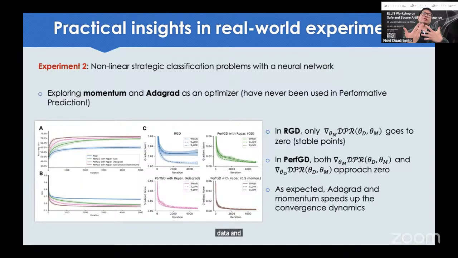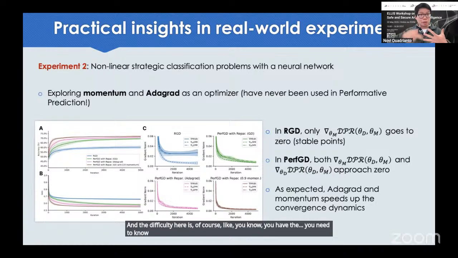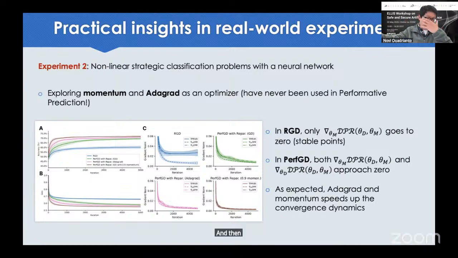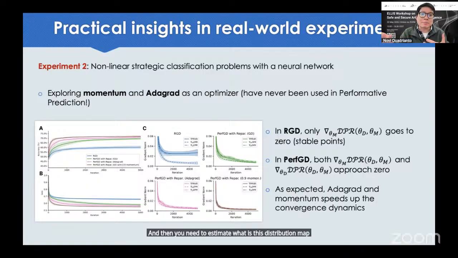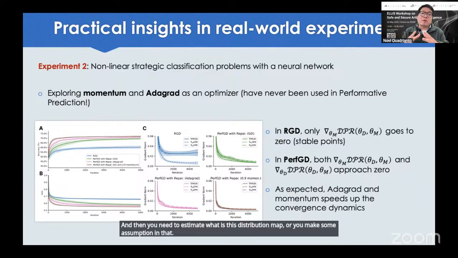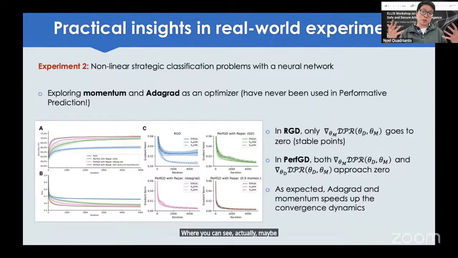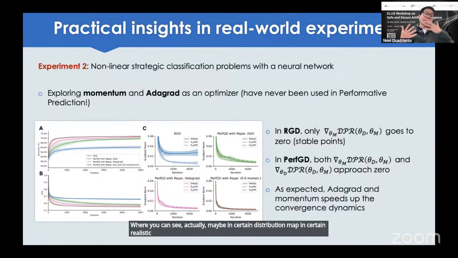The difficulty here is, of course, that you need to actually deploy it, and then you need to estimate what this distribution map is, or you make some assumption about it. The point about the performative gym is, hopefully, you have the data set that you train with in the static setting. You define a range of the distribution map where you can see that maybe in certain distribution maps, in certain realistic settings, the algorithm is not stable, or it doesn't give you a robust solution with respect to the distribution shift of the distribution map.